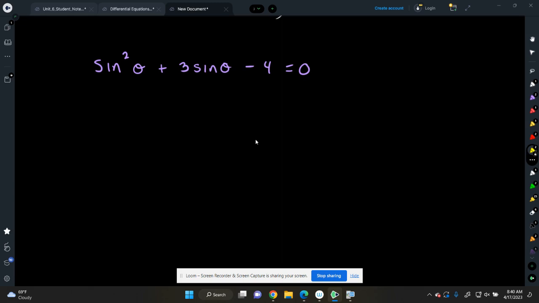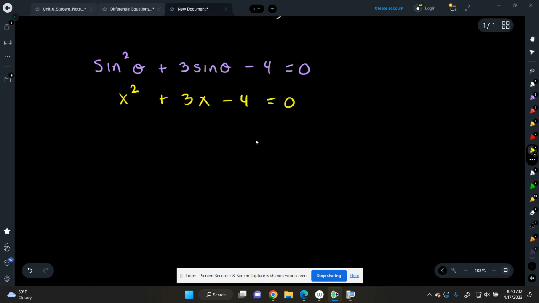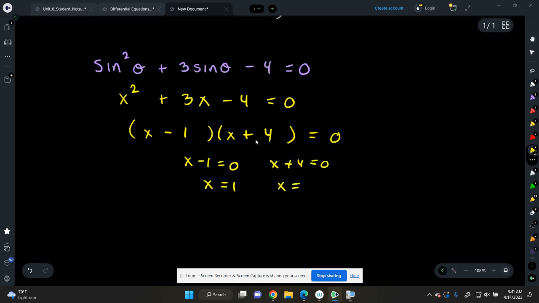Okay, everybody got it? Okay, so if we look at this, this is in the form of a quadratic. So if this was just x squared plus 3x minus 4, would you know how to solve that? How would you solve that? You'd factor it, right? Yeah, so we'd have x minus 1, x plus 4, right? And that means x minus 1 equals 0, so x equals 1. x plus 4 equals 0, so x equals negative 4.